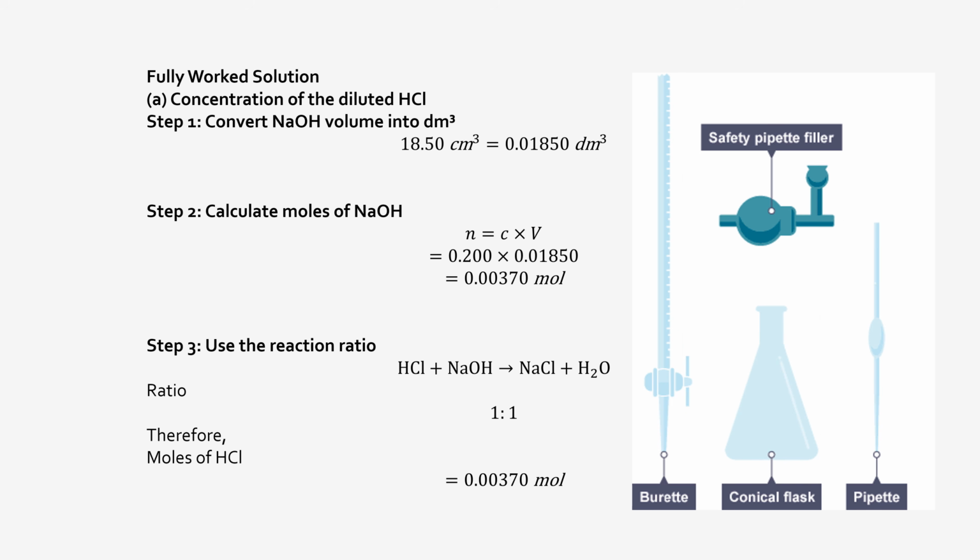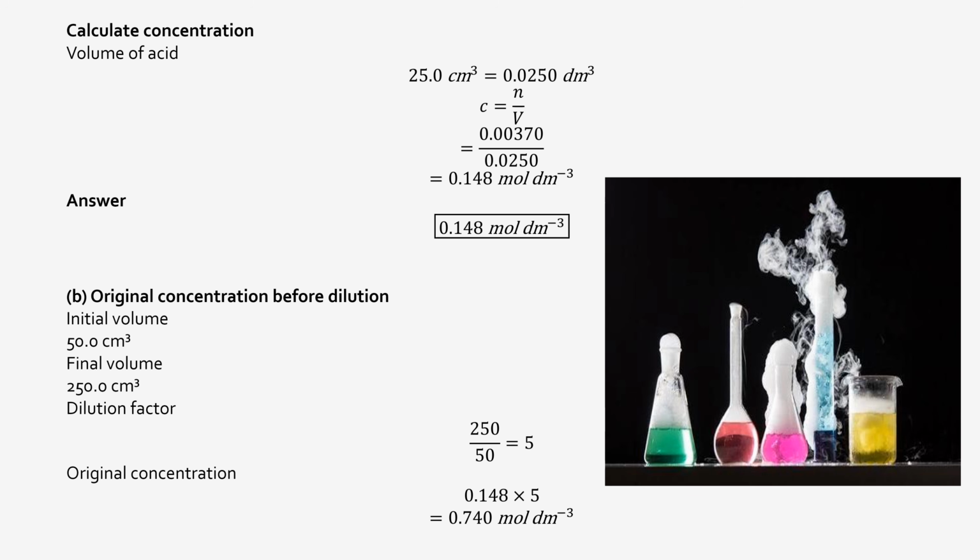Titration calculations involve several steps: converting volumes from cubic centimeters to dm³, calculating moles using concentration, applying mole ratios from the balanced equation, and finally calculating the unknown concentration. For example, if 25.0 cm³ of sodium hydroxide is neutralized by 20.0 cm³ of 0.100 mol/dm³ hydrochloric acid, students can calculate the concentration of the sodium hydroxide as 0.080 mol/dm³.